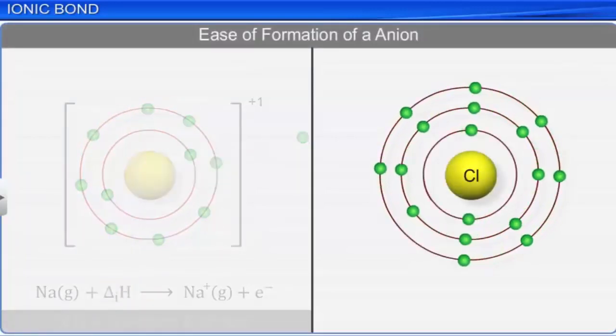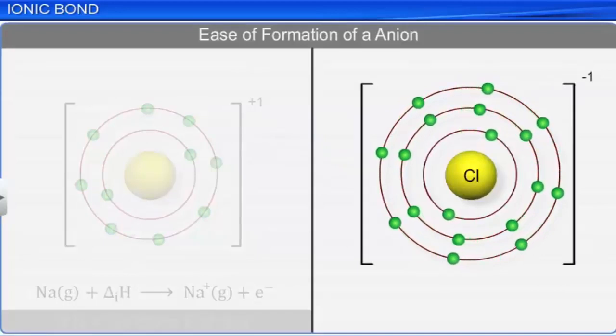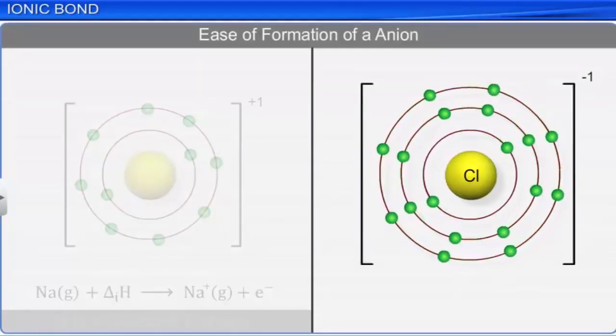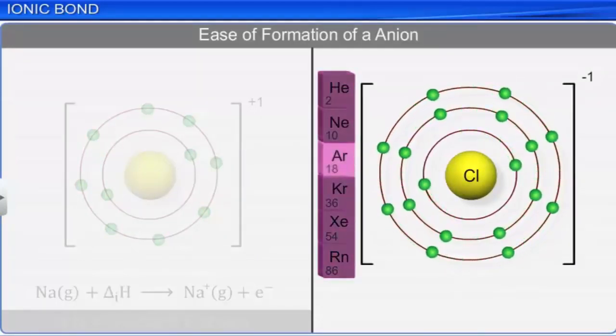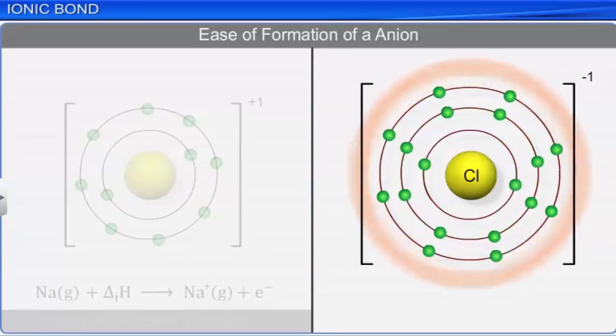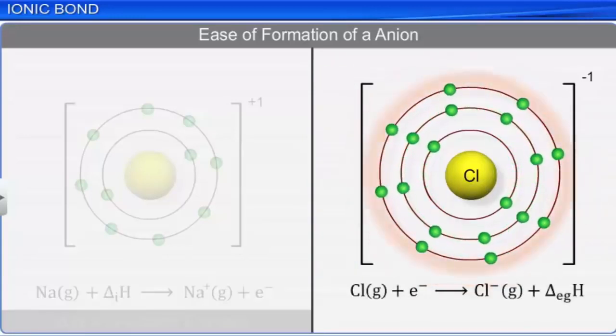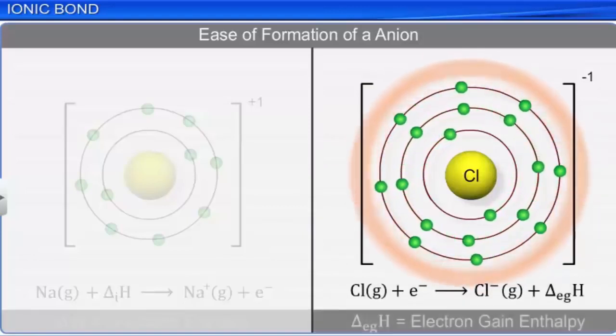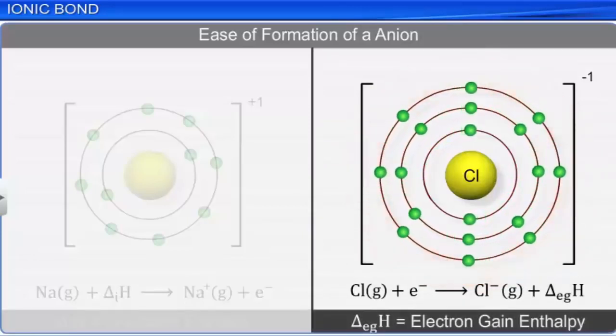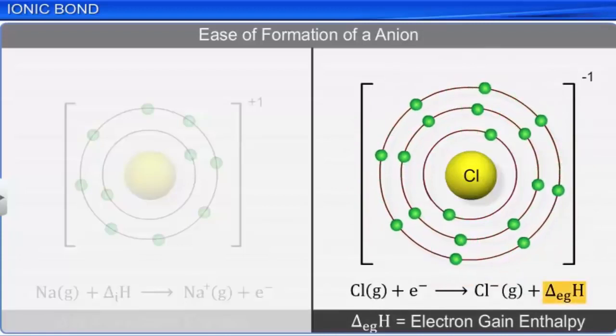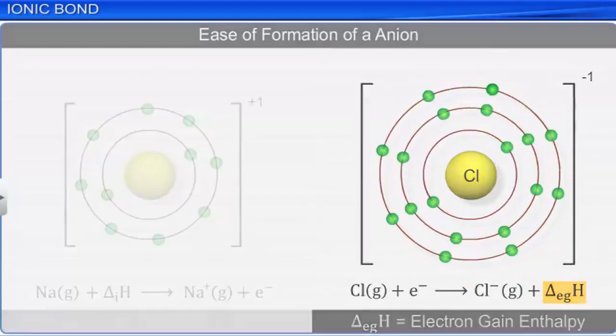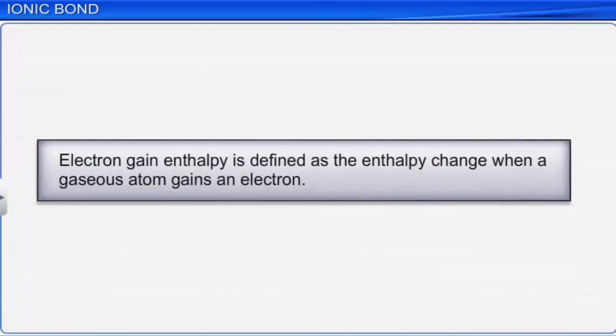Similarly, chlorine accepts one electron to attain the configuration of its nearest noble gas, argon. The amount of energy liberated for the gain of electrons by chlorine atom is said to be electron gain enthalpy. It is represented as delta EGH. It is defined as the enthalpy change when a gaseous atom gains an electron. Note that the electron gain enthalpy may be exothermic or endothermic.